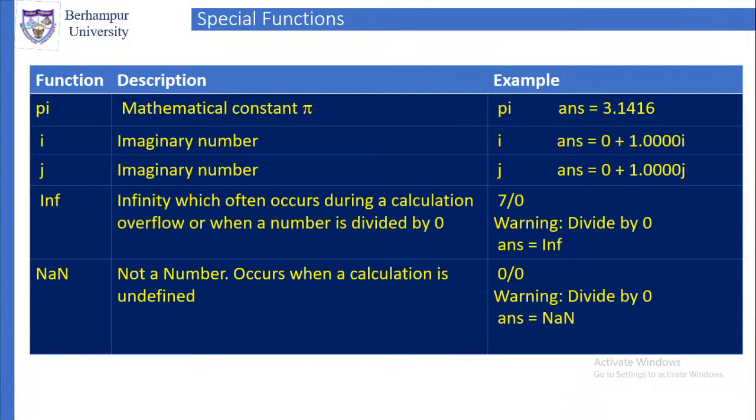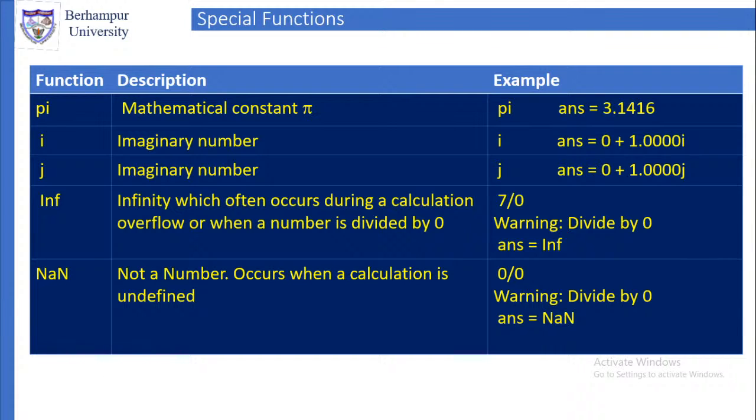Then Inf represents the infinity that we use. Actually, infinity occurs many times during calculation when we divide something by 0. So Inf points to a division by 0. So if you get Inf, it represents infinity. So 7 by 0 will show you a warning, divide by 0, and the answer will be Inf.